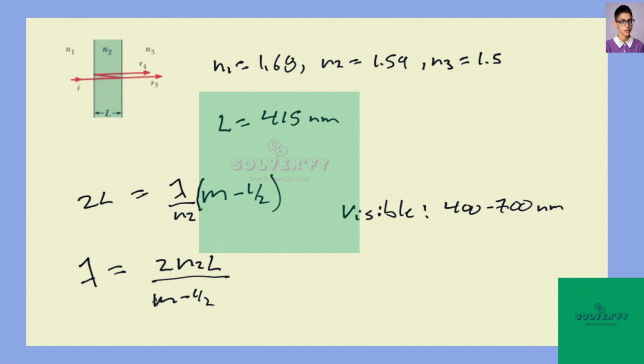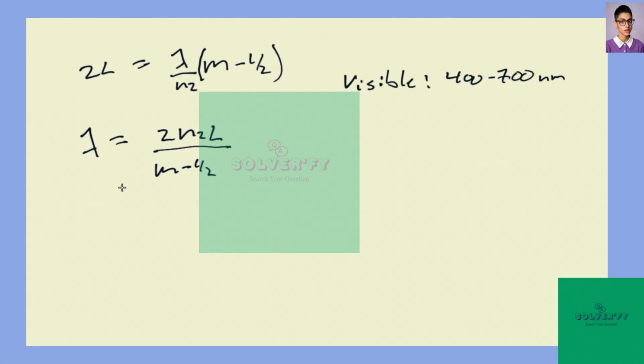So we just have to plug in various values of m, starting at m equals 1, and see what we get. First let's just write here that this numerator, which is going to be the same for everything, is 1320 nanometers when you plug in the values that are given. So this is going to be over m minus 1/2.